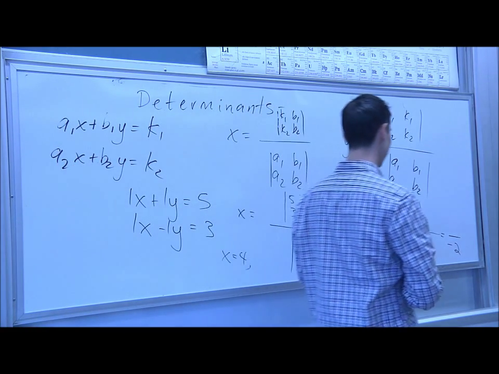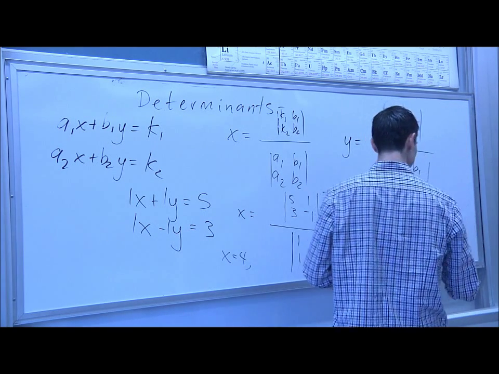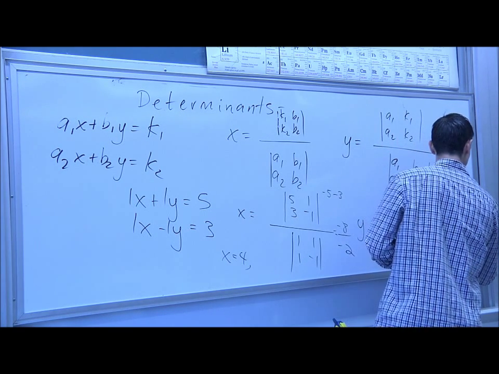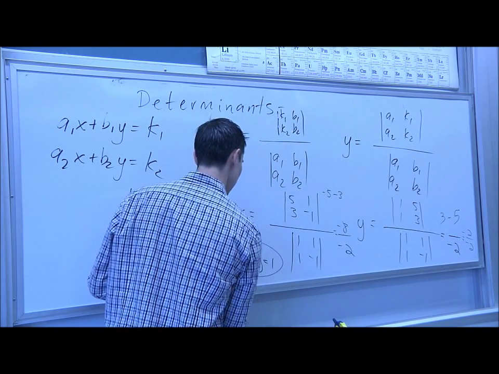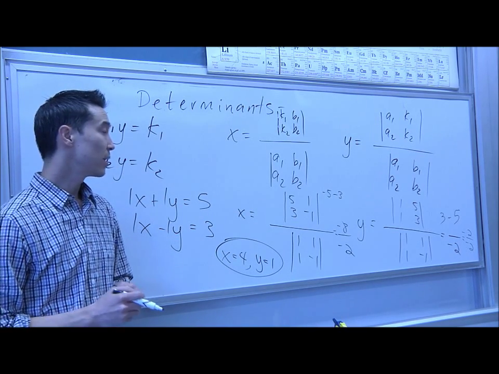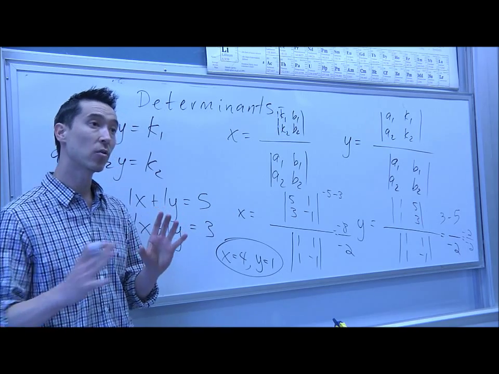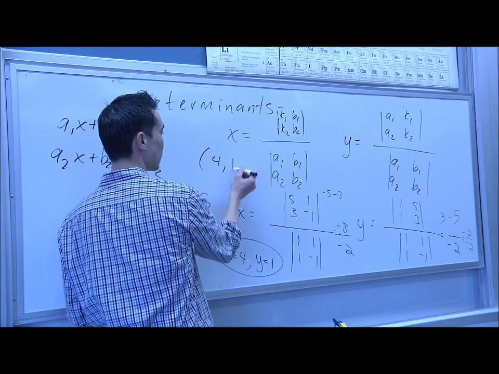Let's come over here. We have 1 times 3, 3, minus 5 times 1. 3 minus 5 is? Negative 2. Negative 2 divided by negative 2 is a positive 1. Great. And just like that, we're done with this problem. So again, write your answer as a solution, as an ordered pair, or an ordered triplet if we're doing 3 by 3s. So my answer is 4, 1.